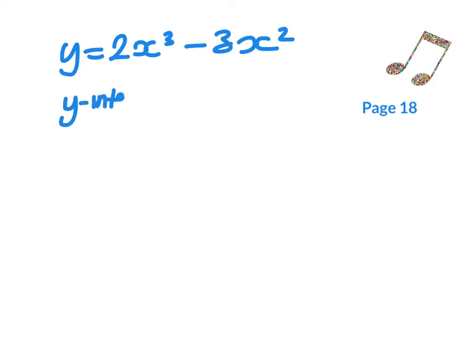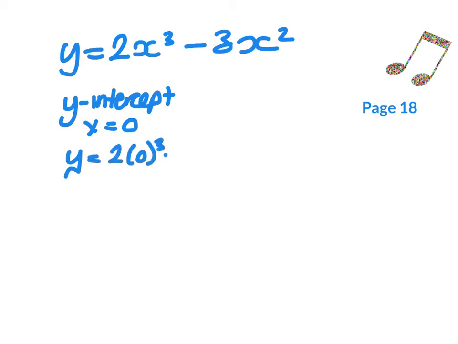That's where it crosses the y-axis, and that happens when x is equal to 0. So I'm just going to substitute x equals 0 into my original function there. So y is 2 lots of 0 cubed minus 3 lots of 0 squared. So y is 0. So our y-intercept is 0, 0.